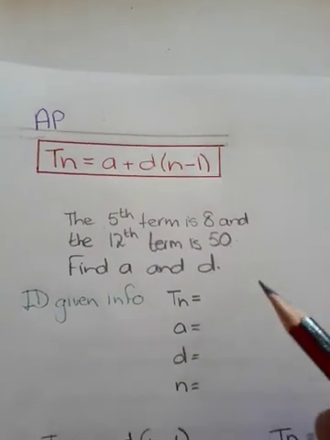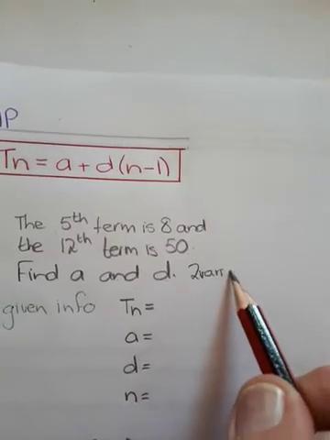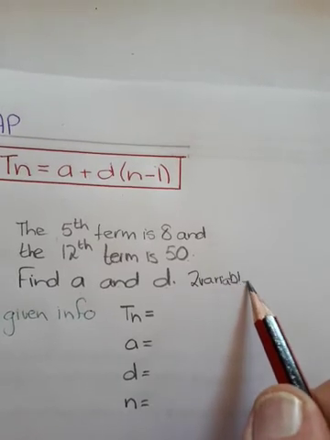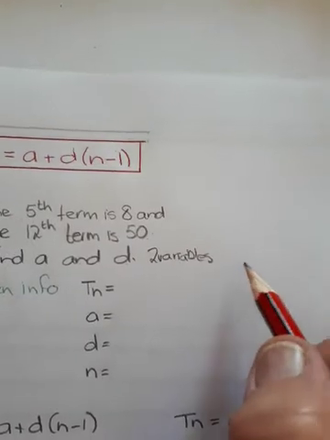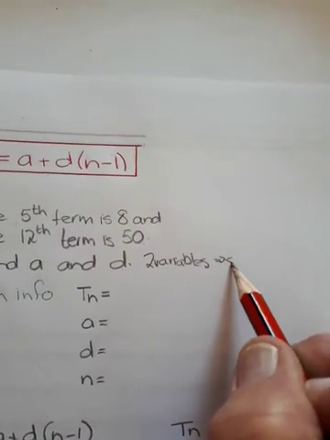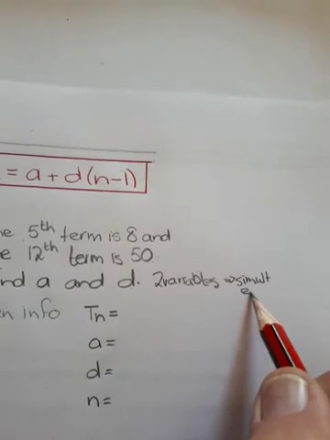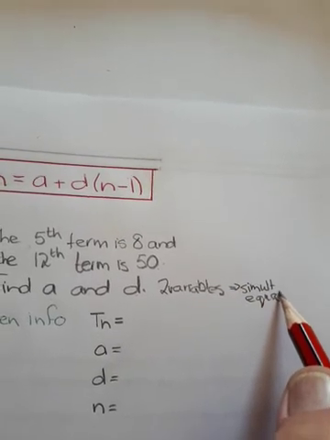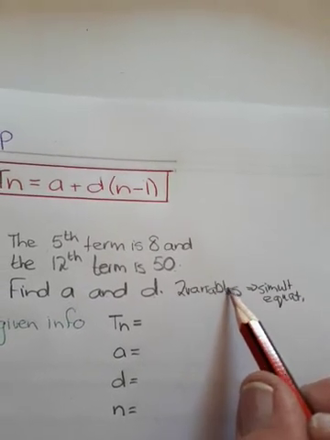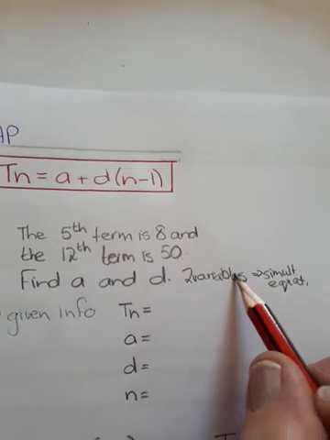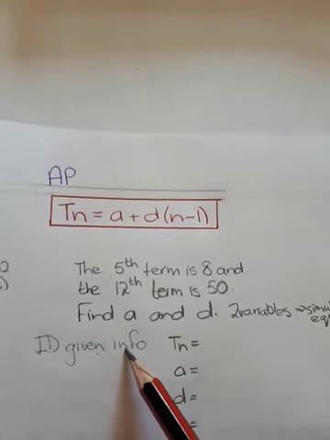Now, immediately, people, there are 2 variables. You must find A as well as D. So that's 2 variables. And when we have 2 variables, your mind should go to simultaneous equations, which you have done in algebra. That is the only place where we learned how to actually calculate 2 variables at the same time. So once again, you start by identifying the given information.